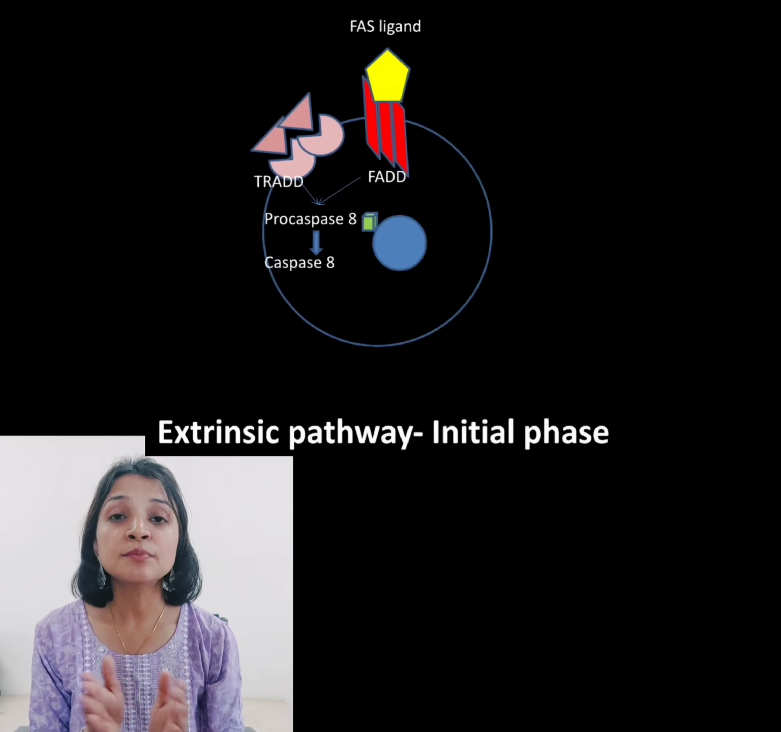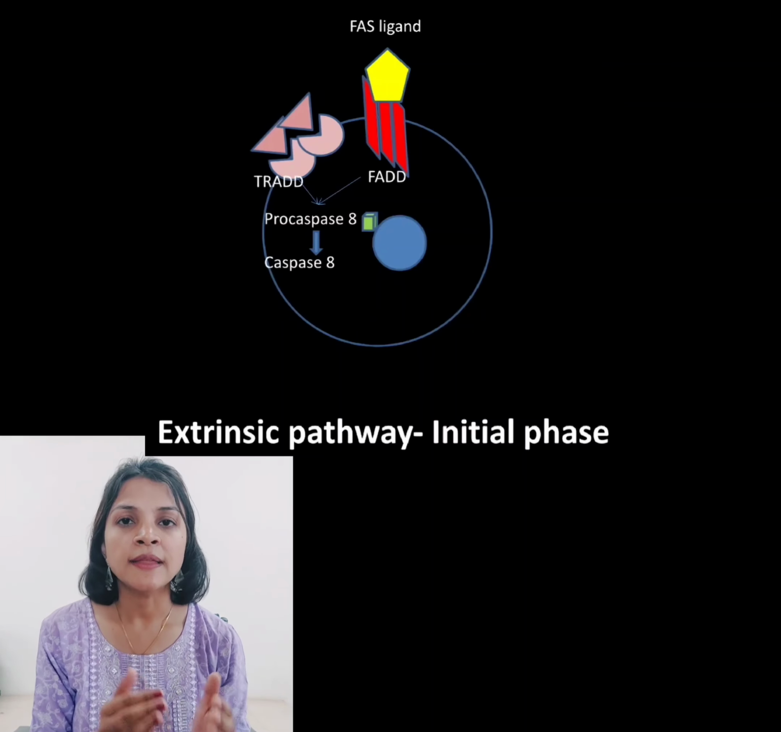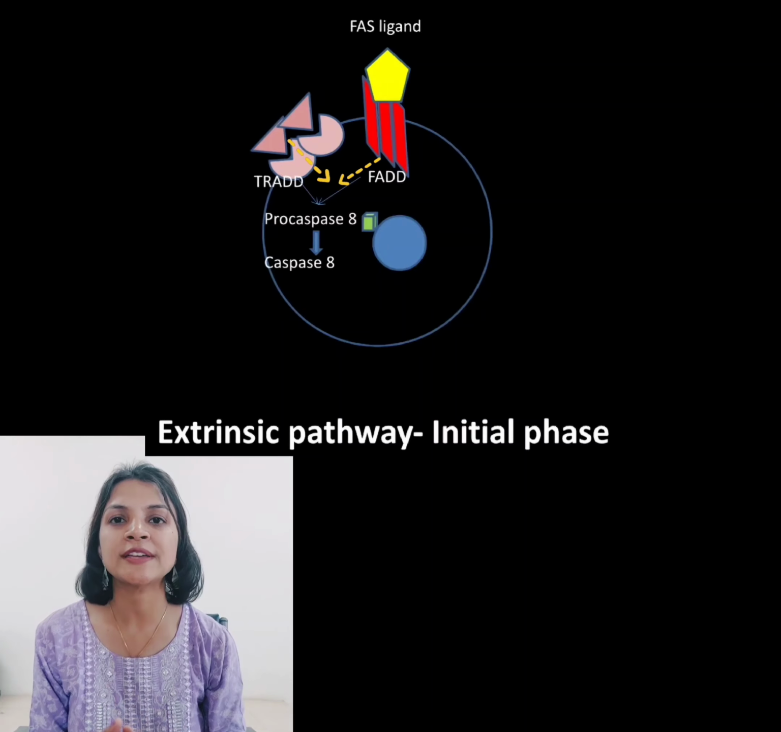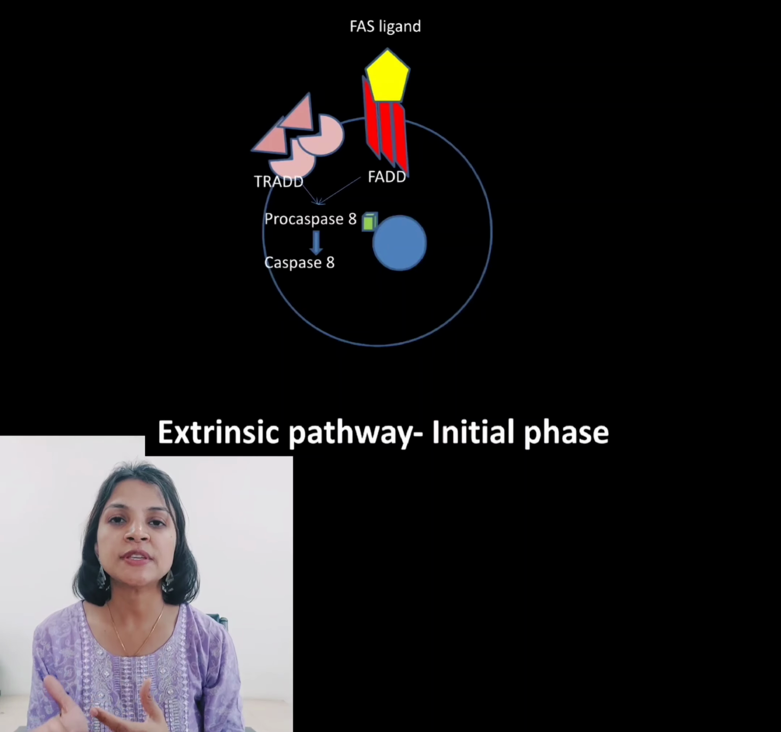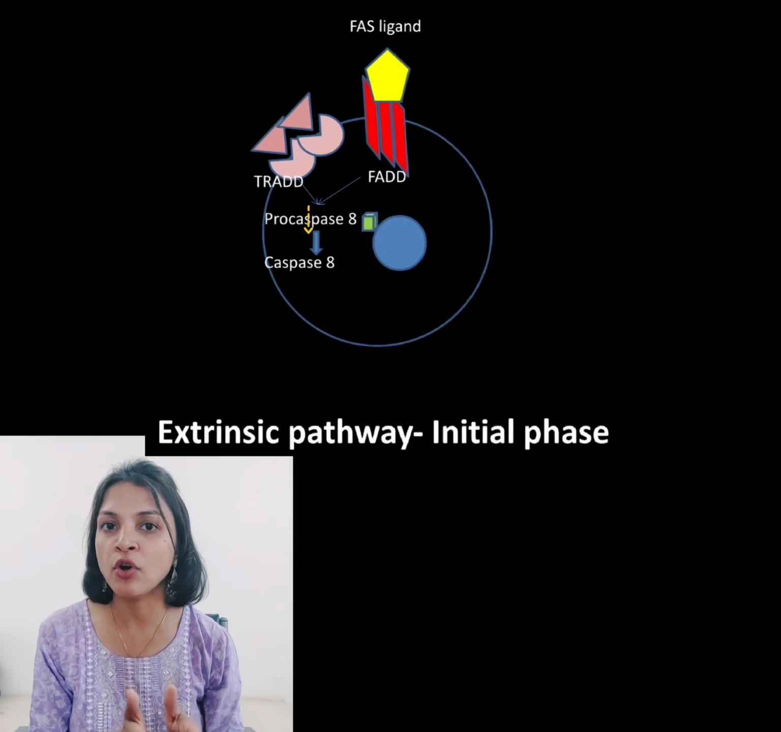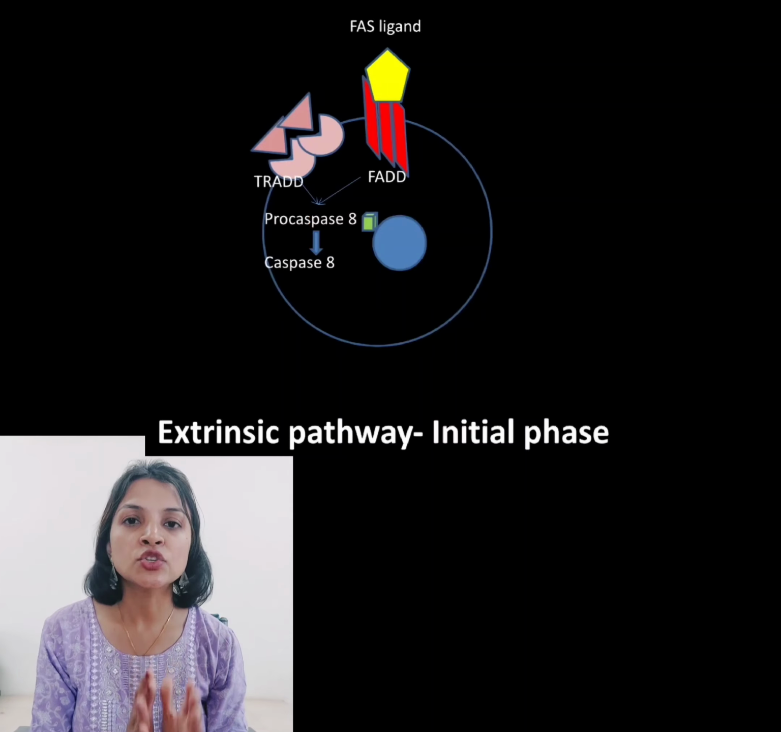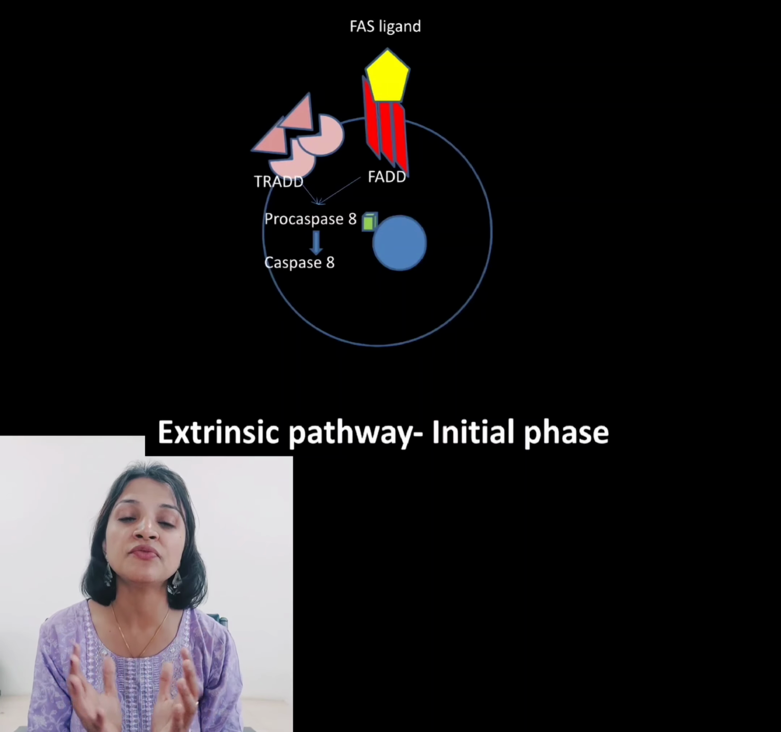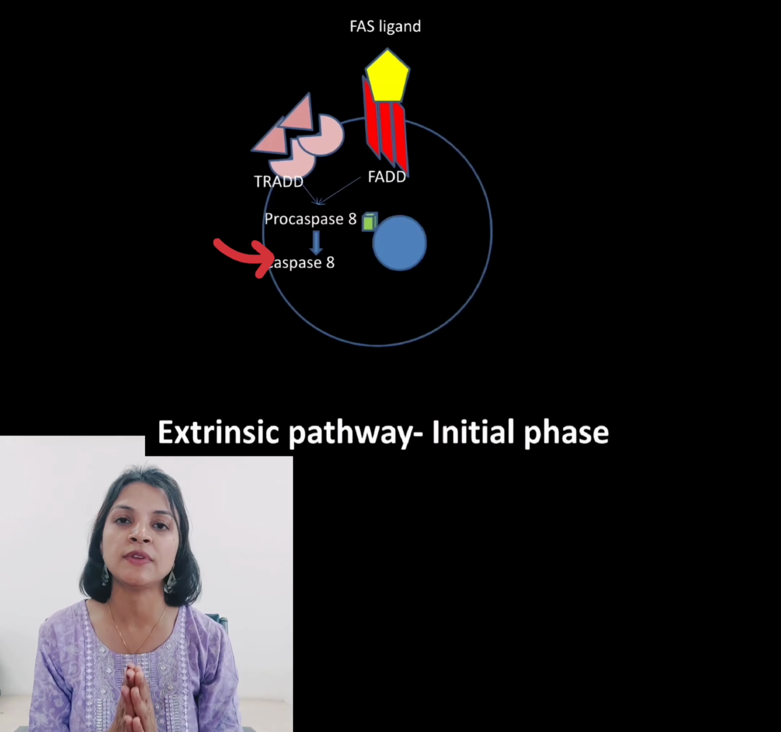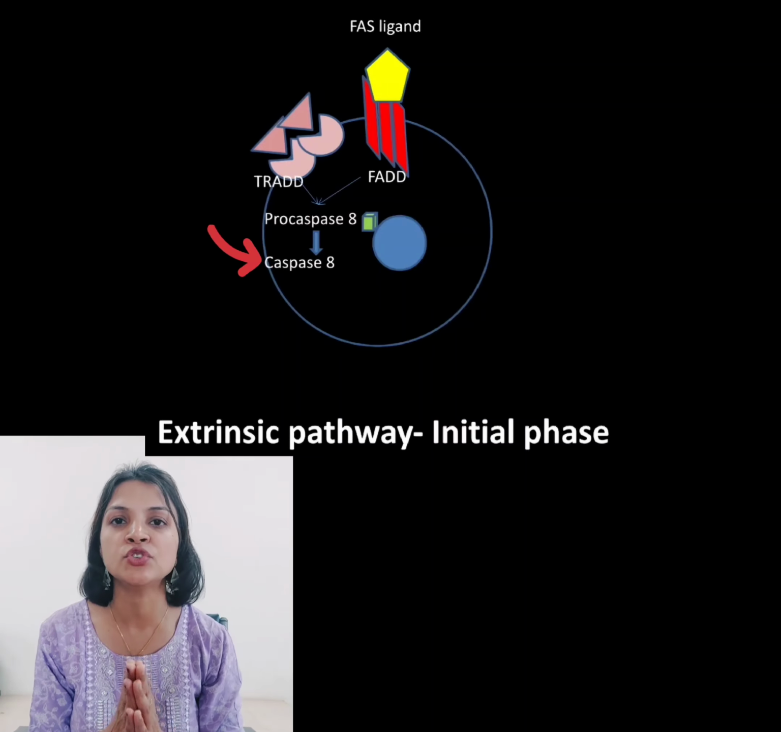Now both TRADD and FADD will directly go and approach the procaspase 8. This procaspase 8 will convert into the activated form, that is caspase 8. So the hero of the initiation phase of the extrinsic pathway is caspase 8, which we should remember.